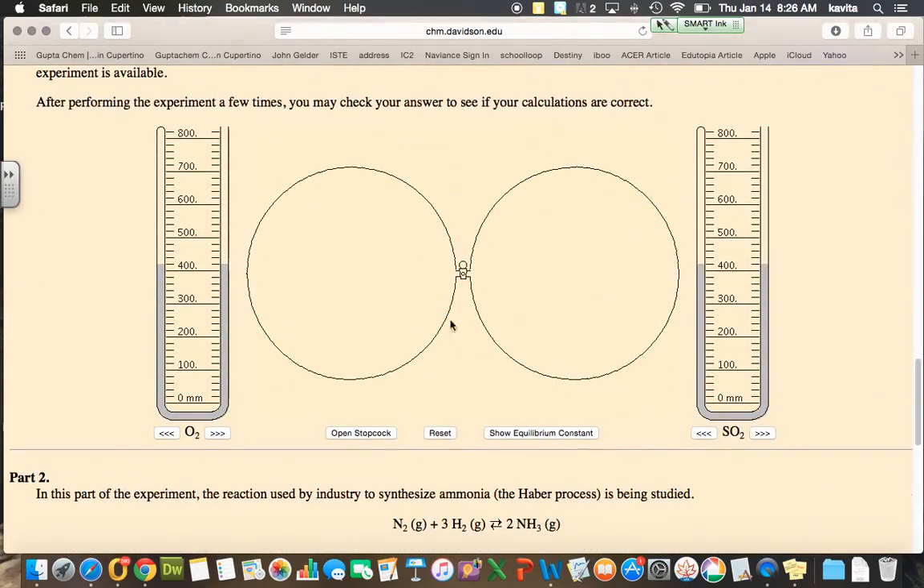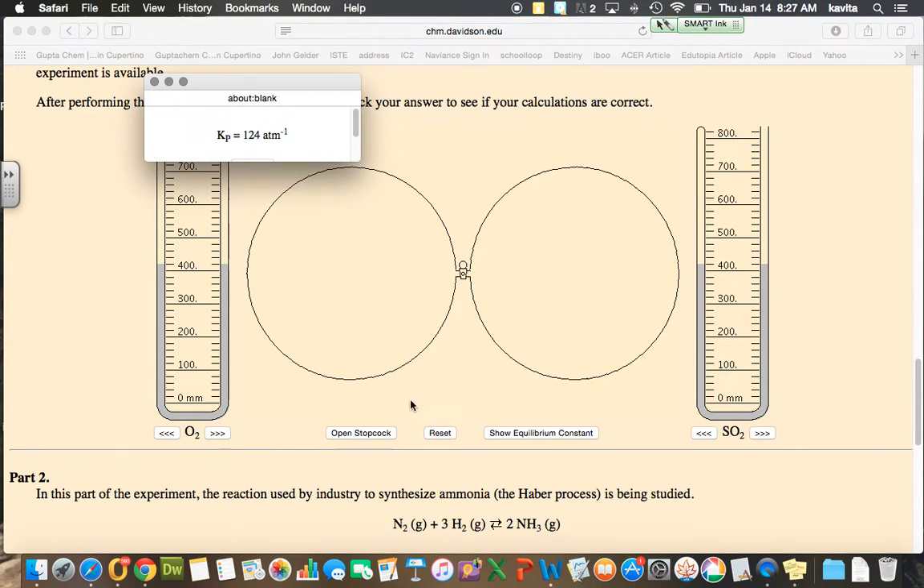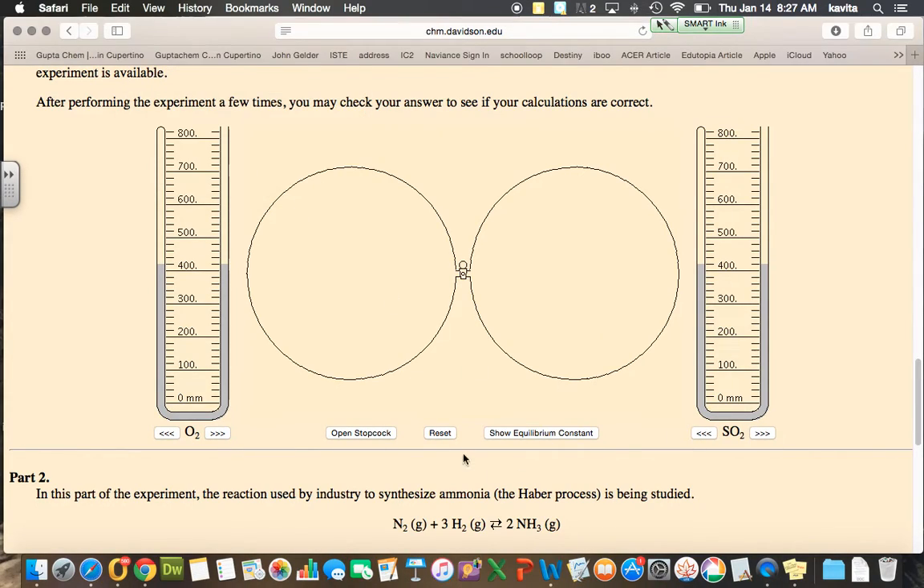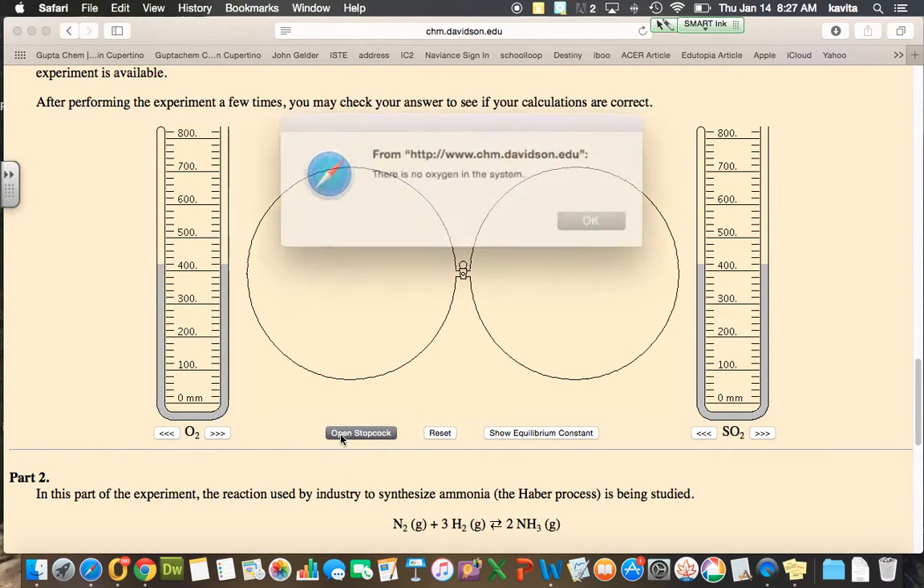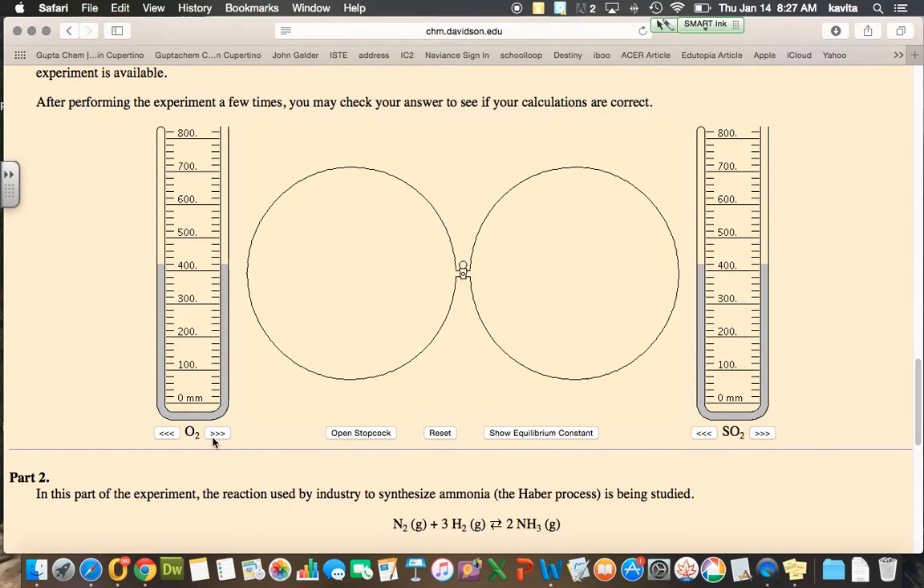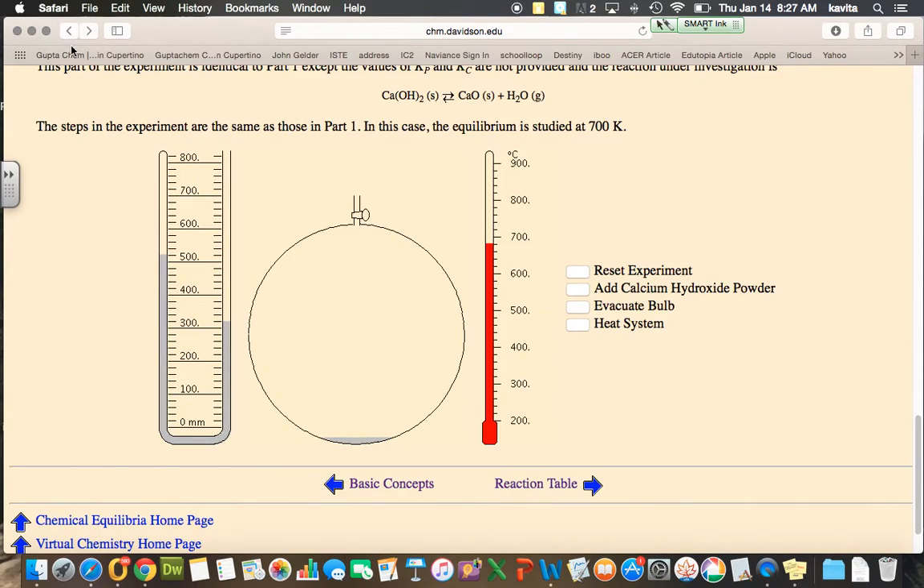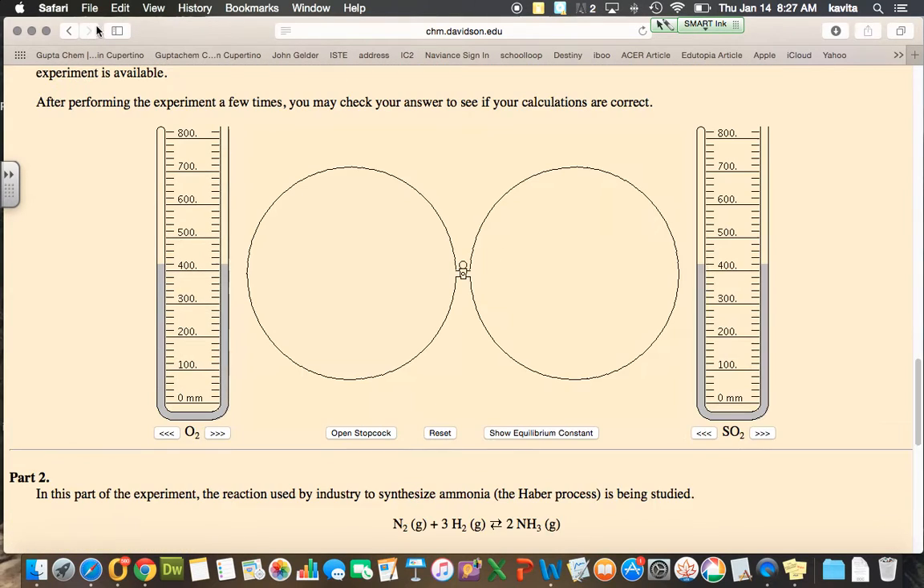And in this interactive, we add, I swear this worked. Let me go back and reload it.